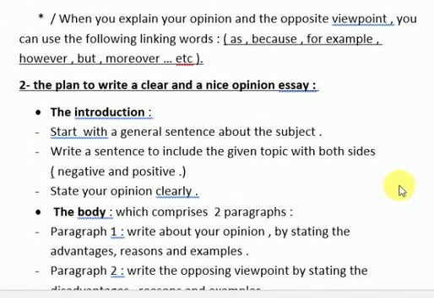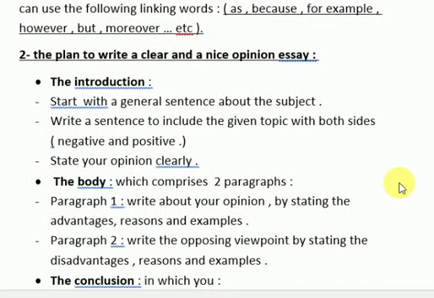Then you move on to the body. It comprises two paragraphs. You should write two paragraphs. The first one is you write about your opinion by stating the advantage, the reasons, and the examples. You try to support your arguments with examples. Then, for example, if you are for something or against it, you should say why.